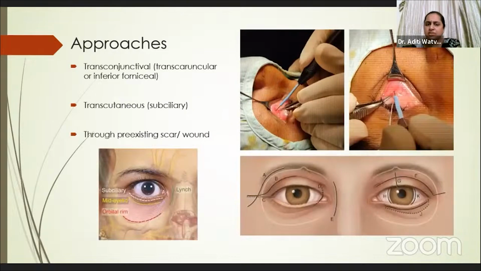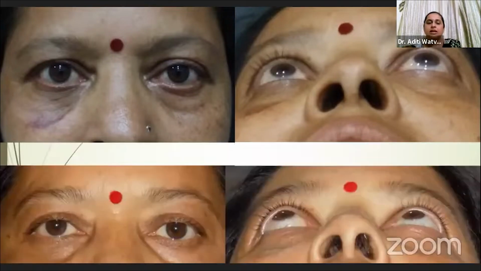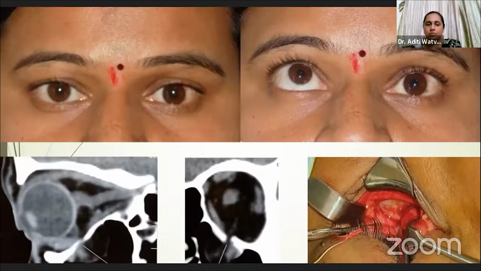My preferred approach is transconjunctival, which can be transcaruncular or inferior fornix, depending on which fracture I'm dealing with. But if there is any pre-existing scar or wound, we can actually go through it. Orbital rim approach is another one, which many of the maxillofacial surgeons prefer. So again, this patient was bothered about enophthalmos, not much about diplopia. We went ahead with fracture repair. This was a pure blowout fracture, no other fracture. It gives a very good enophthalmos correction with the implant insertion and retrieving all the orbital contents back into the orbit.